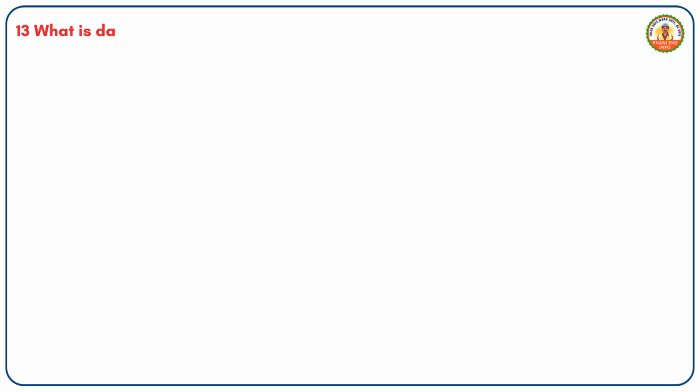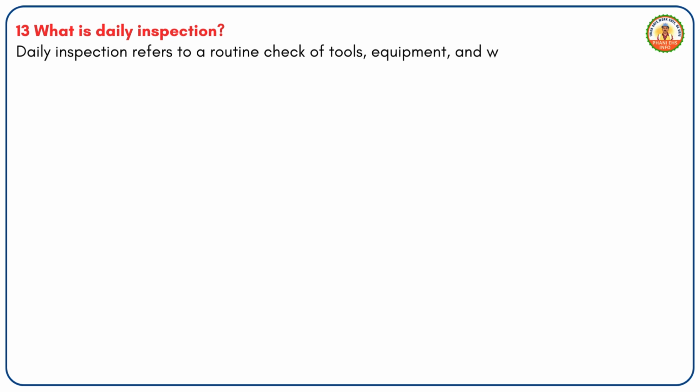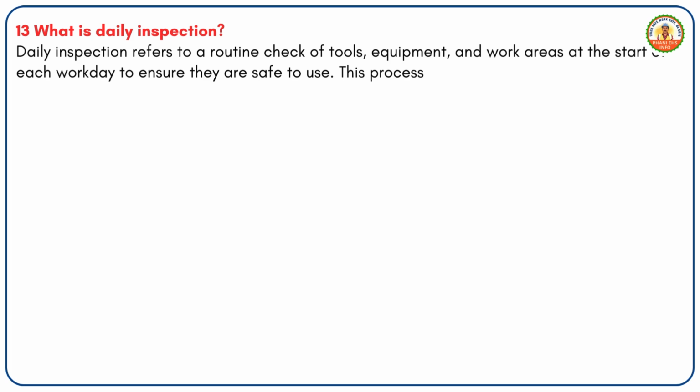13. What is daily inspection? Daily inspection refers to a routine check of tools, equipment, and work areas at the start of each workday to ensure they are safe to use. This process helps to identify and fix hazards before they cause accidents.